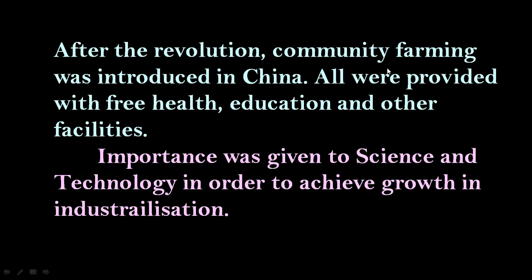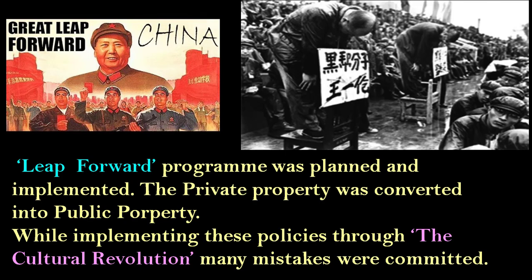After the revolution, community farming was introduced in China. All were provided with free health, education and other facilities. Importance was given to science and technology in order to achieve growth in industrialization. Meanwhile, the Great Leap Forward program was planned and implemented. Private property was converted into public property.